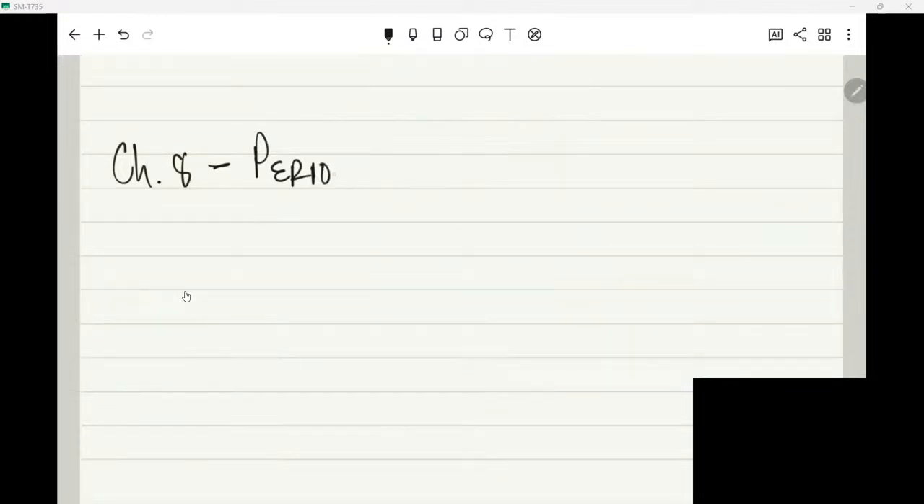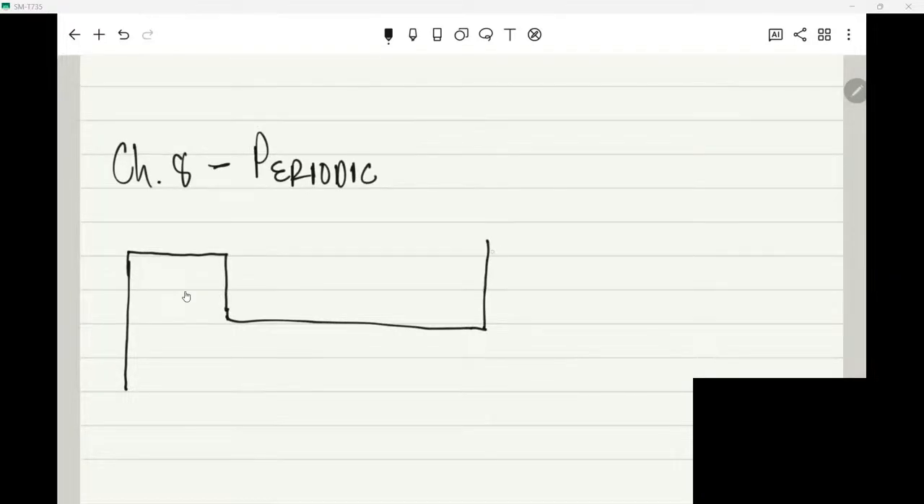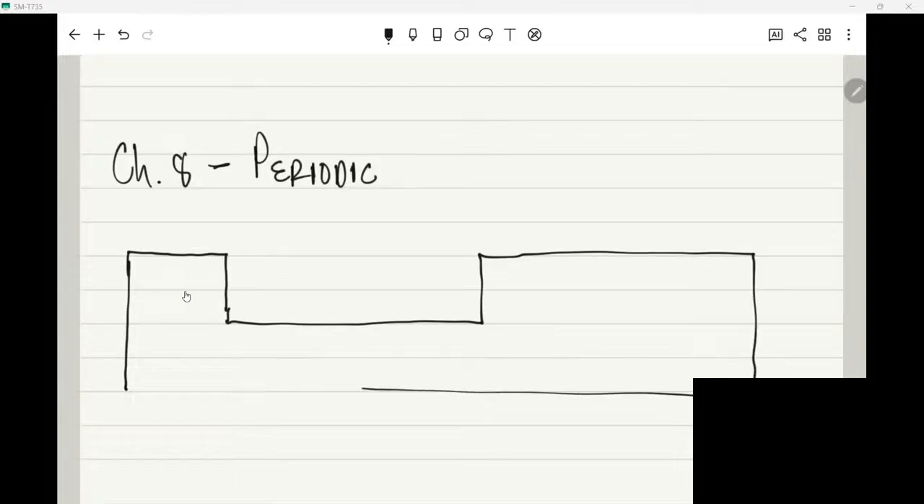Now there are things that you must know about it. Remember that on your periodic table, a huge chunk of it is transition metals. Then another huge chunk of it is non-metals. So this is your periodic table, the one for your IGCSE level.